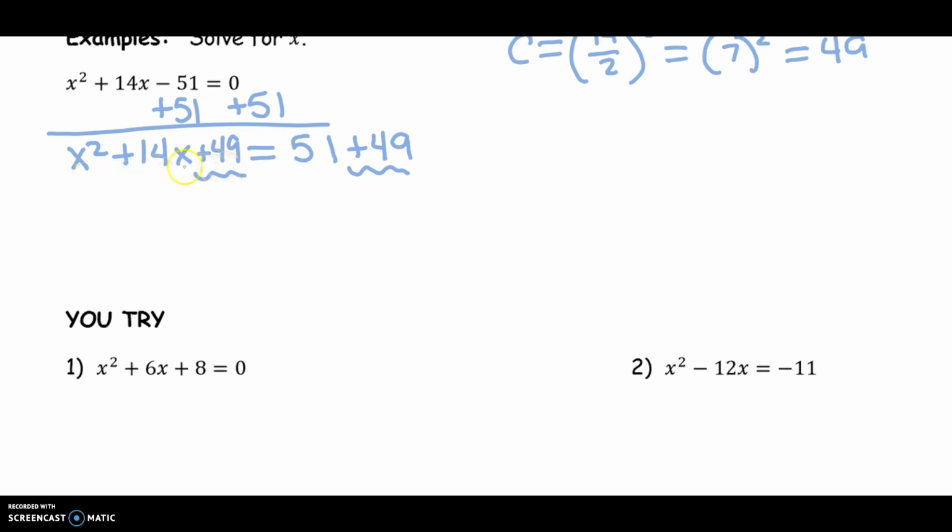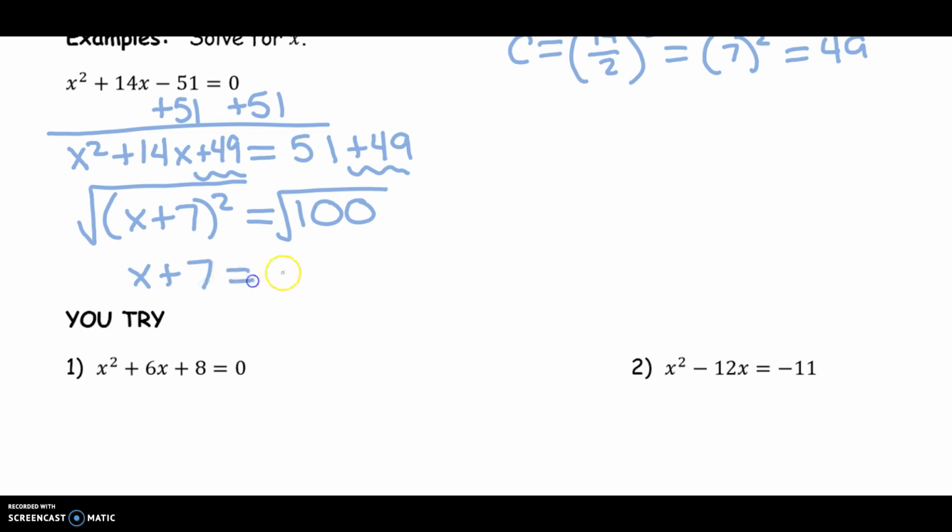Okay, and now on the left, this is a perfect square trinomial. In factored form, this would be x plus 7. Again, if you just take half of this term, you know the constant. It's x plus 7 squared equals 100. Okay, and then from there, now I can use inverse operations. Because x plus 7 is being squared, I can take the square root of both sides. I get x plus 7 equals plus or minus 10.